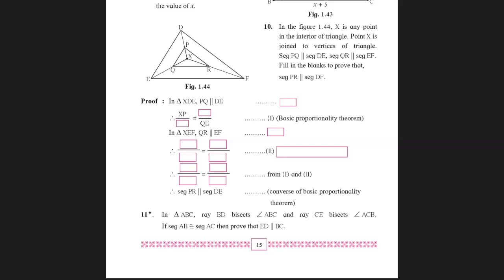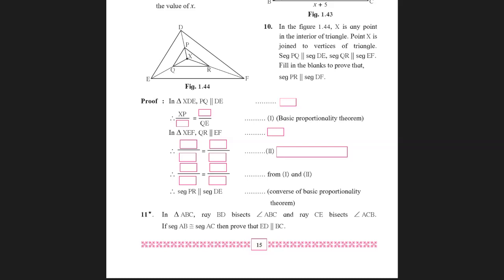XQ upon QE is equal to XR upon RF. So those will come in those 4 boxes there. XQ upon QE is equal to XR upon RF. Reason according to BPT. Okay. Now that's your equation number 2. Now, the next set of boxes, your reason is given from 1 and 2.